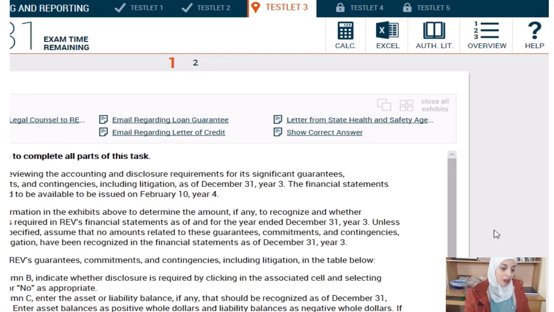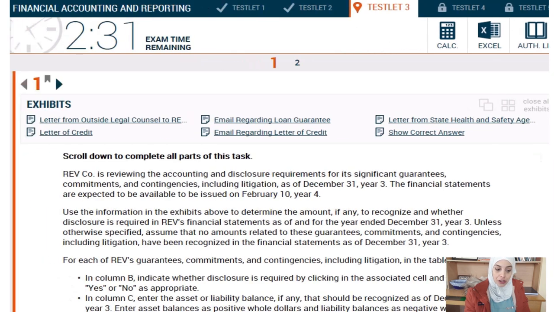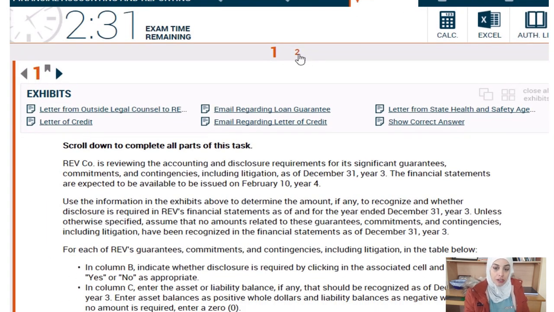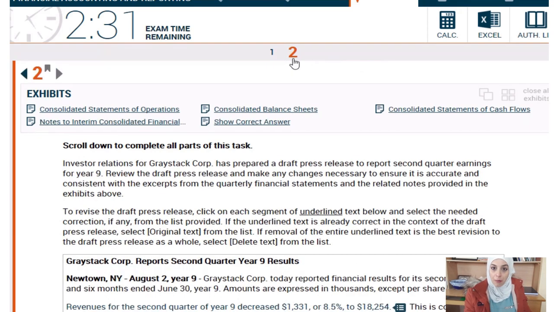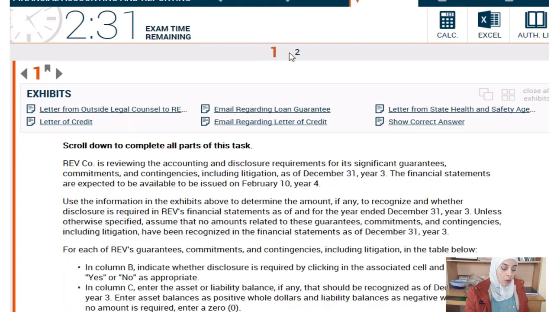You also have here numbers, which mean that you can go to the next question, see the next question or the back question. So you can flip among the questions using these numbers within the same template.